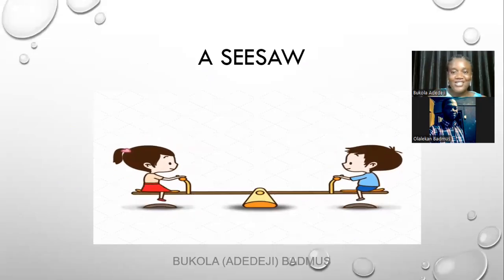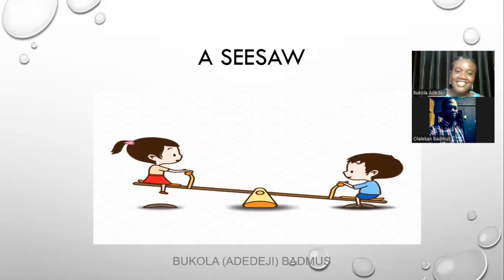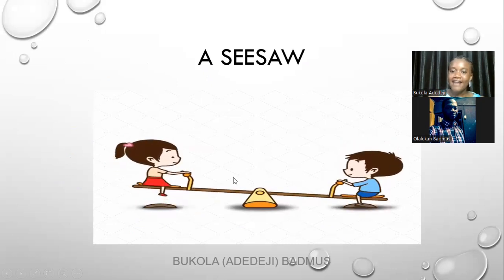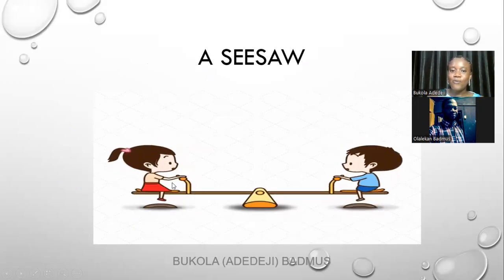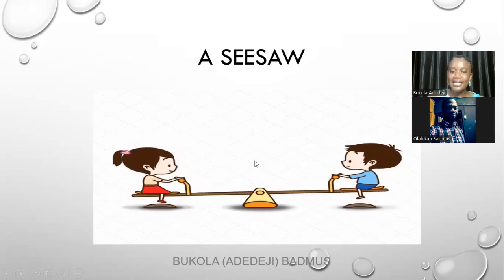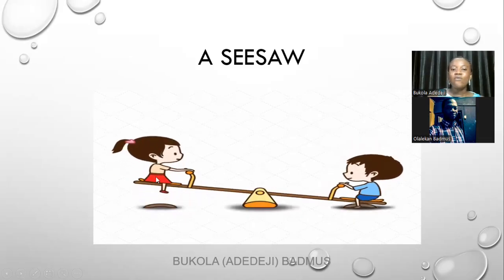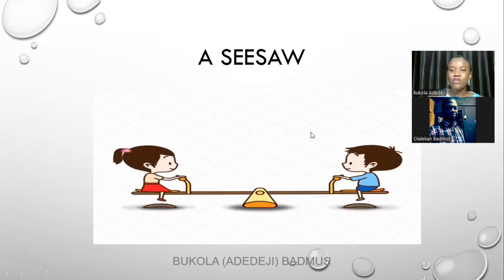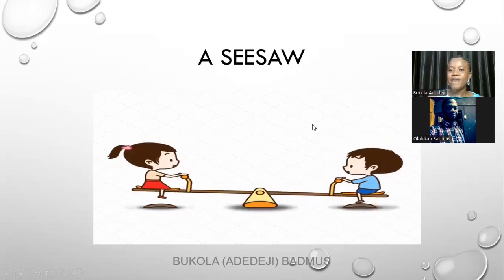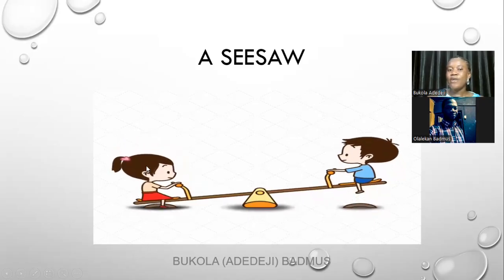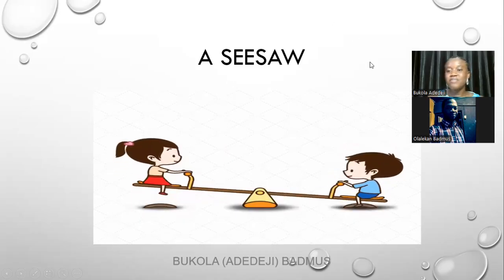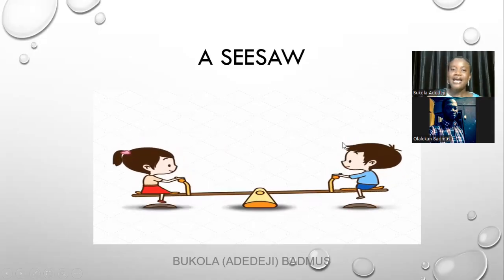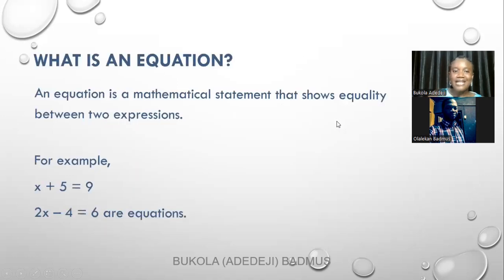Take a look at this seesaw. What do you notice? You can see a girl here, and there's a boy here, right? Now, look at this seesaw. For this seesaw to be balanced, we need the same weight on the left and on the right-hand side. So whatever weight is on the left must be the same on the right for the seesaw to be balanced, right?